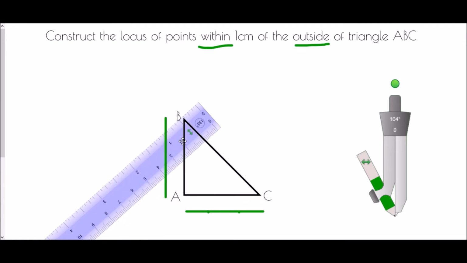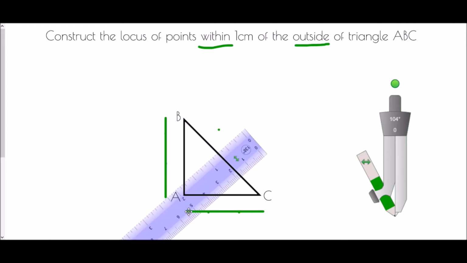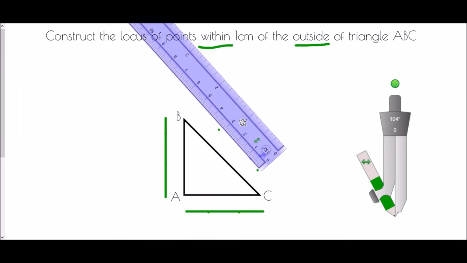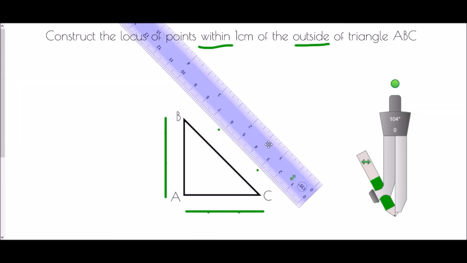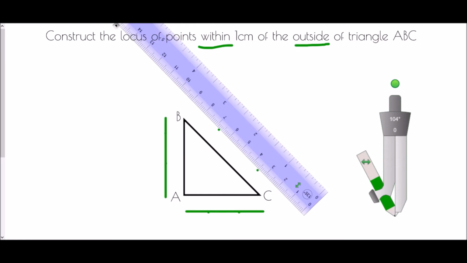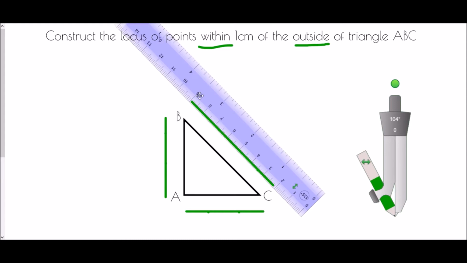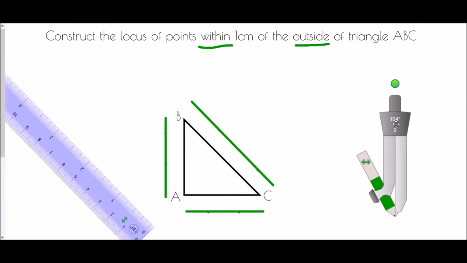And so 1 centimetre away from the line, just mark it, and 1 centimetre from the line, mark it, and take the ruler and draw through those as well. So draw through the two points that we've marked. Done.